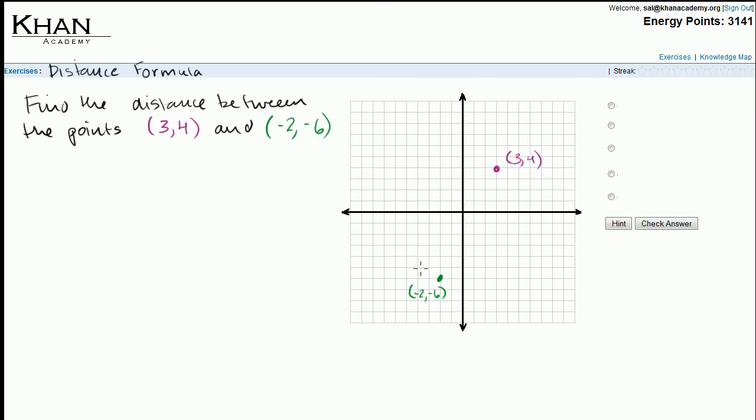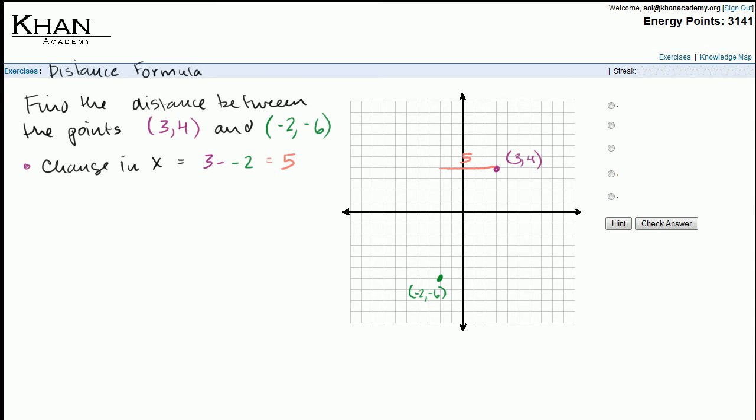So the first hint that we will give students if they don't know how to do it, we can say that the change in x, let me do it in the black color, is equal to, and we could just subtract the smaller one from the larger one, but it doesn't matter which direction we go in. We could say 3 minus -2, which is equal to 5. And then we can show on this graph that this right here is of length 5.